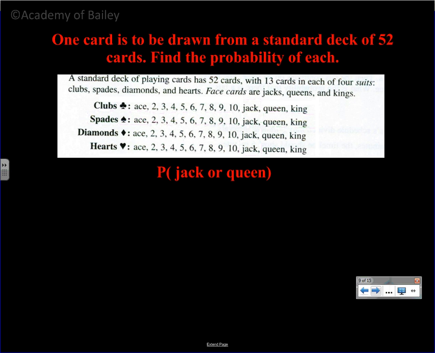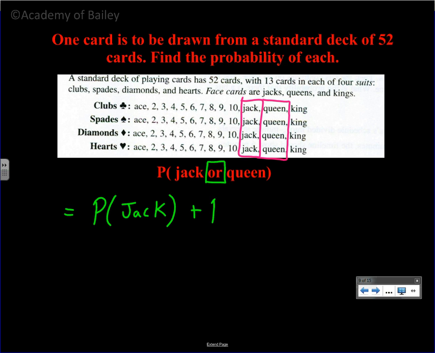And this last one, what's the probability of a jack or a queen? We know the key word there is or, so we're only trying to get one of them. And let's look at the jacks. Here's the jacks. Here's all the queens. So we know that there's no jacks that are also queens, no queens that are also jacks. So this is mutually exclusive. They do not share any events in common.